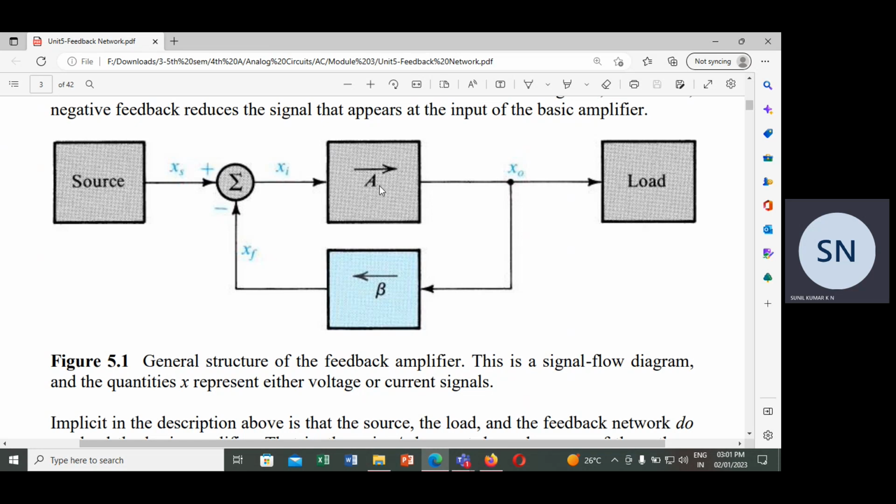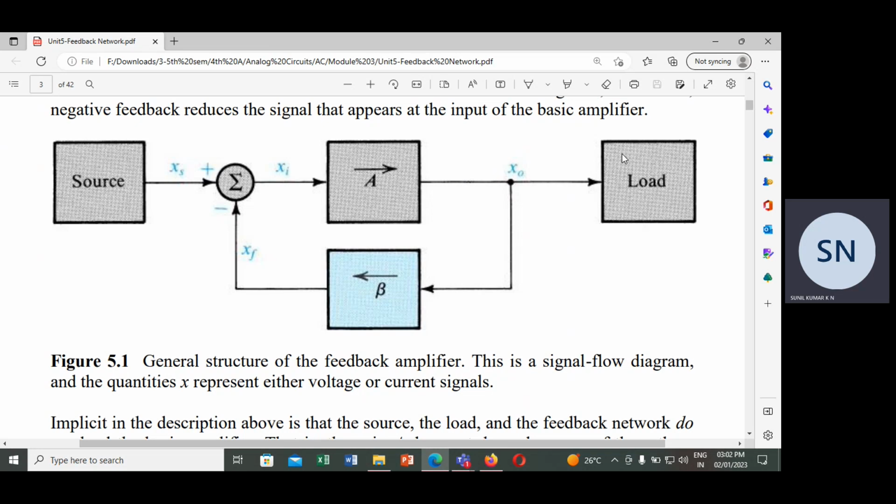The amplifier can be any one: common source, common gate or common drain, common emitter, common base or common collector. Any of these configurations you can use as an amplifier. It has a gain of what? A. A corresponds to the amplifier gain. XI is the input, and when the input appears at the input, the output will be X naught. X naught will be equal to what? XI multiplied by the gain A. That gives the output of the amplifier as X naught.